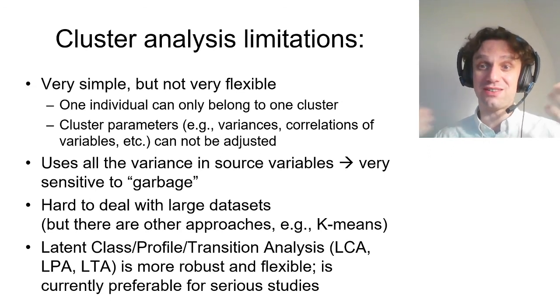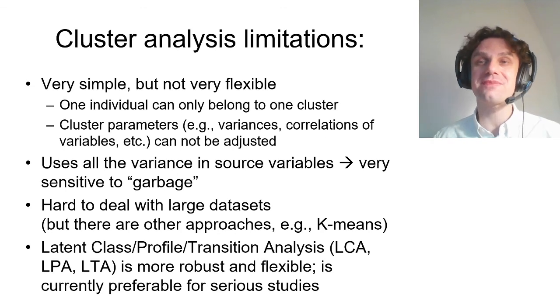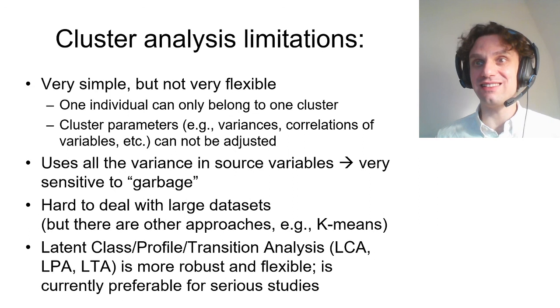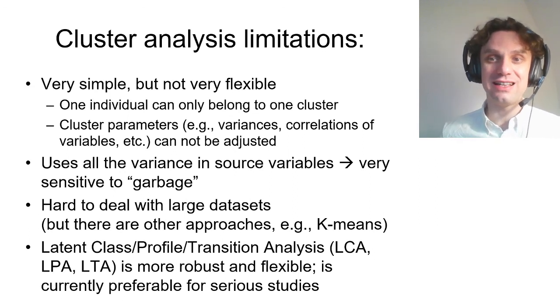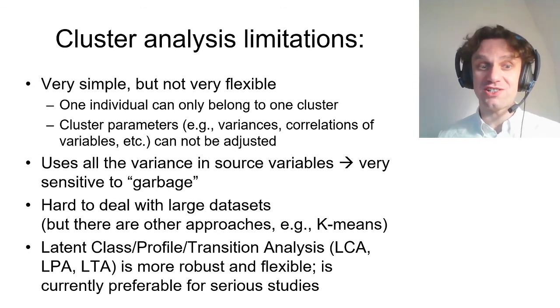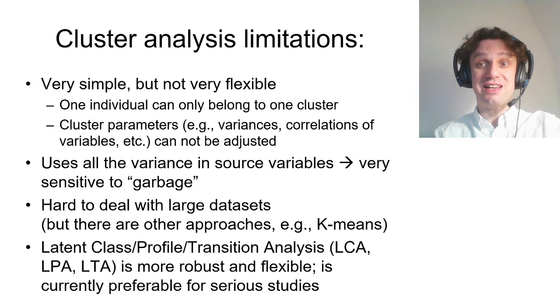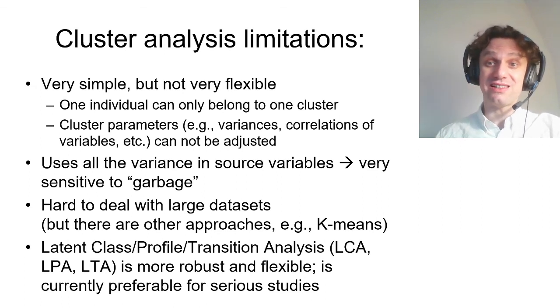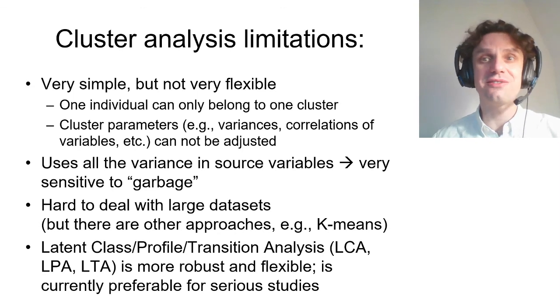So with modern methods like latent profile, latent class analysis, you can adjust your model much more flexibly. And they are also more robust against all kinds of rubbish. And they are also more efficient in larger data sets. But unfortunately, they are also more complicated, and they are not available in SPSS. And even in R, there are very limited packages so far to do this kind of analysis. It's mainly Mplus and dedicated packages like Latent Gold that can do this kind of analysis.